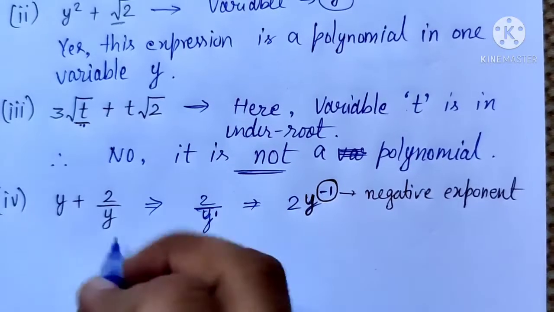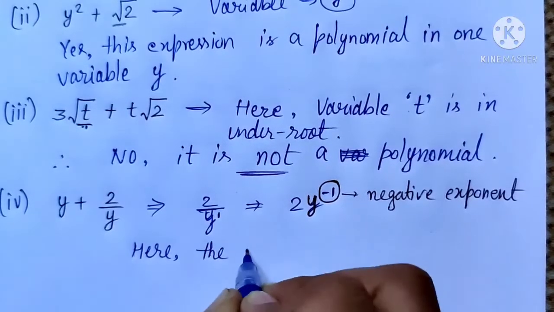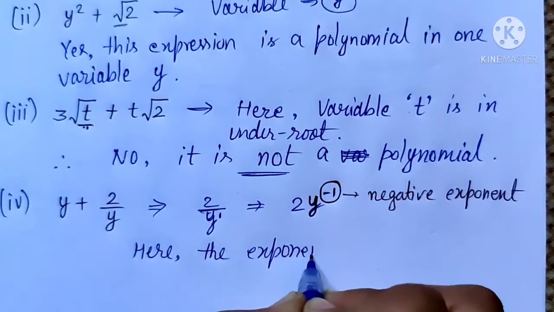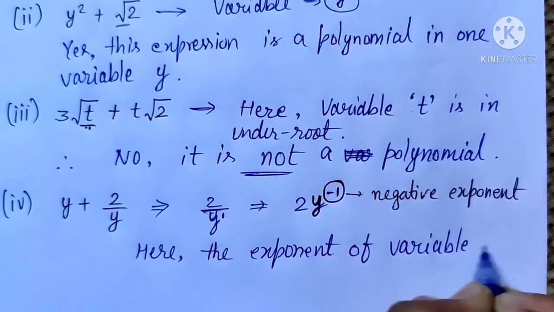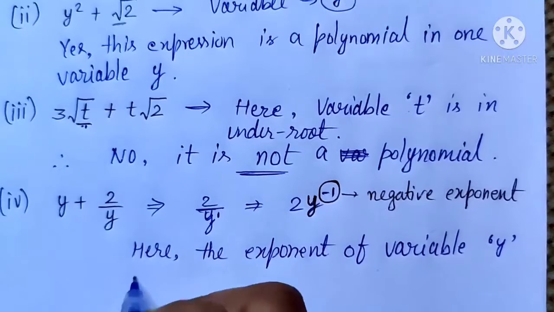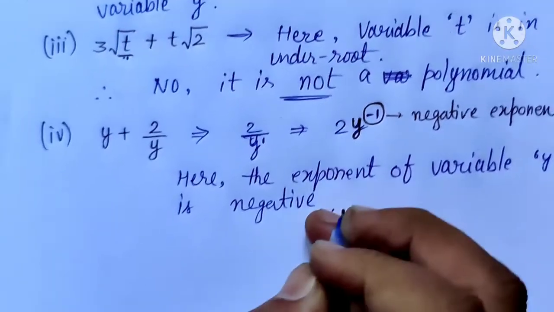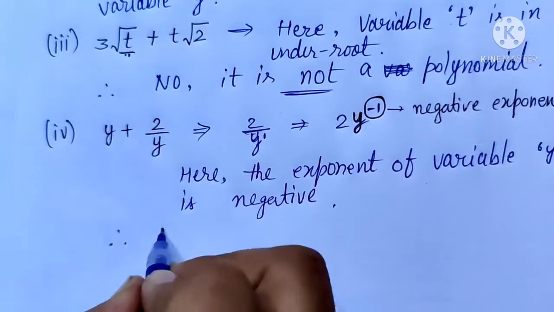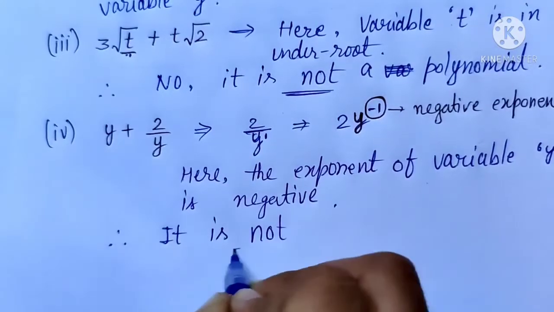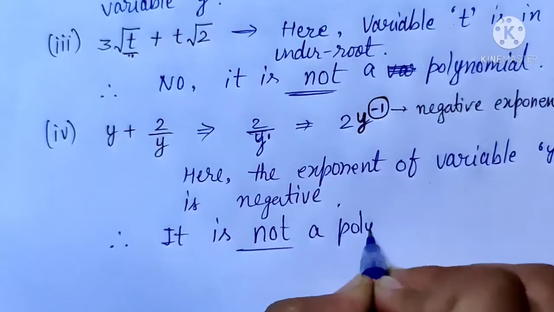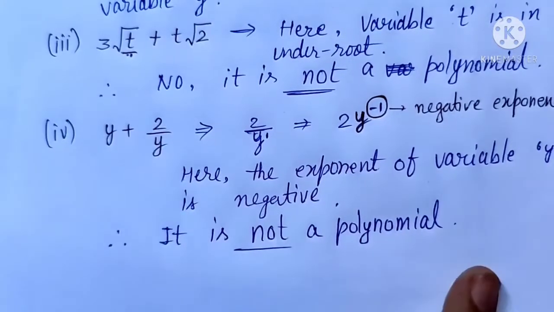So we can say here the exponent of variable y is negative. Therefore it is not a polynomial. This expression is not a polynomial.